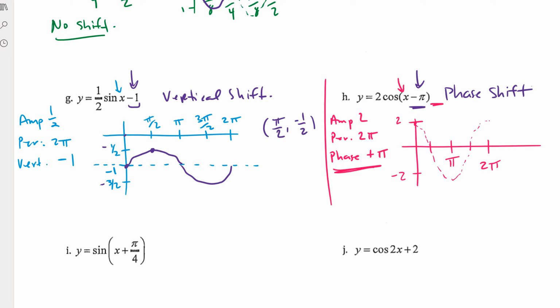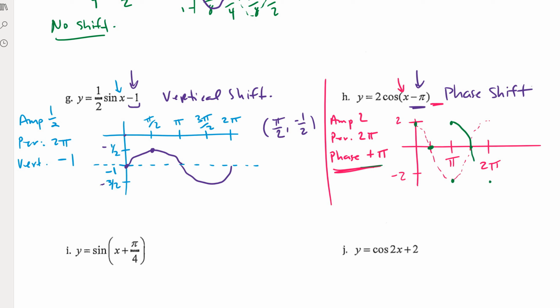So now I'm going to switch colors and graph the phase shift. So every point that you see here is going to shift right pi. So this point here is now going to be above pi. This point here, let's go back, this point here is going to be over pi. So instead of this dotted section here, it's going to look like that. This point at the bottom of the valley goes over pi.